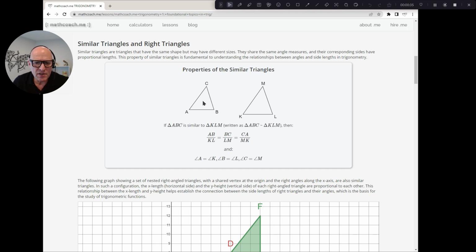Let's look at the properties of similar triangles. If triangle ABC is similar to KLM, then angle A is equal to angle K, angle B is equal to angle L, and angle C is equal to angle M. Similarly, the ratios of the lengths of the corresponding sides are also equal. So the length of AB over KL is equal to the length of BC over the length of LM, and that's also equal to the length of CA over the length of MK.